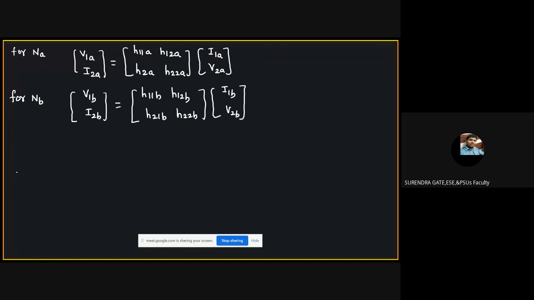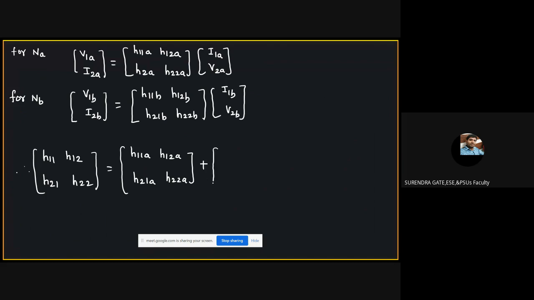Then the resultant H parameters. For the resultant H parameters, there is no need of any derivation; directly I'm writing: just by seeing the voltage and current relations you can derive this. The matrix H11, H12, H21, H22 is equal to the matrix H11A, H12A, H21A, H22A plus the matrix H11B, H12B, H21B, H22B. Now add this directly, and we can get H11, H12, H21, H22.